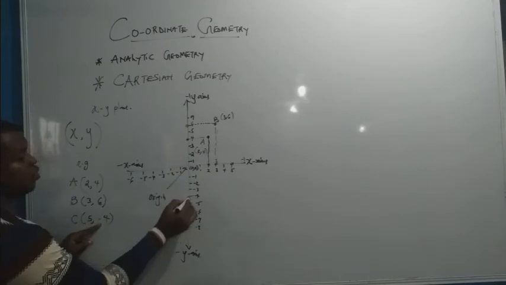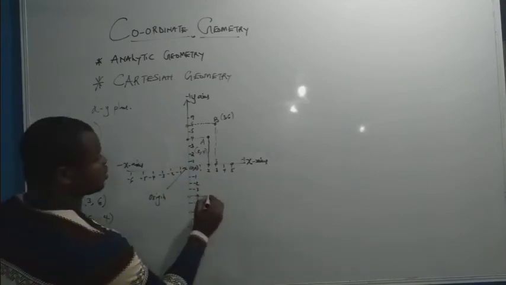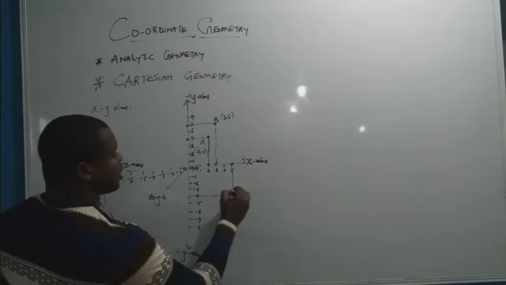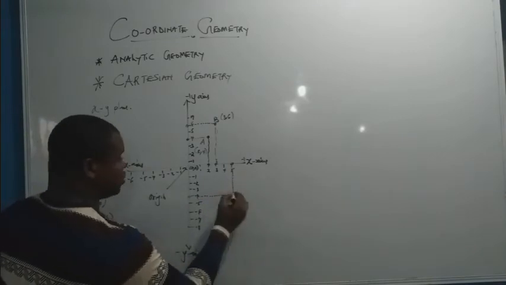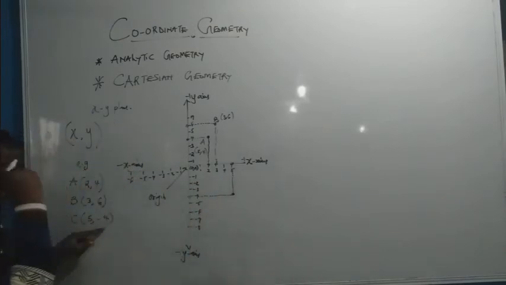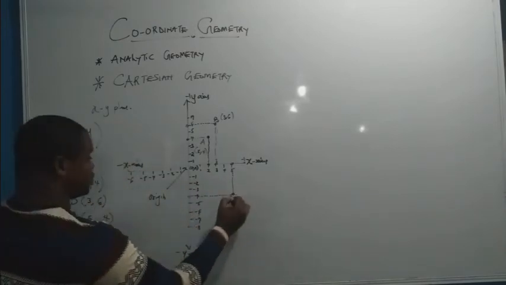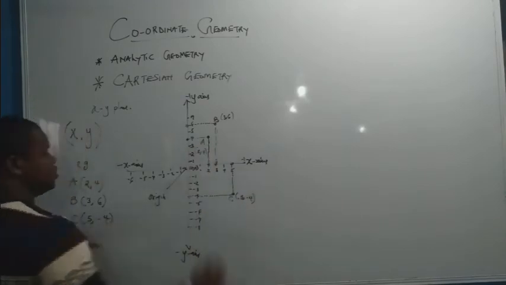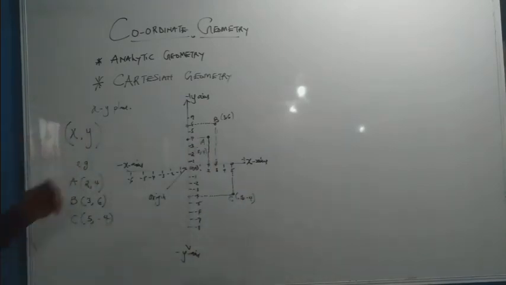Okay? Minus 4. So you trace it like this. Then you trace it like this. Is that clear? So we have here the point where they meet. That is the position of C. So this is how to locate your point on the XY plane, the graph.